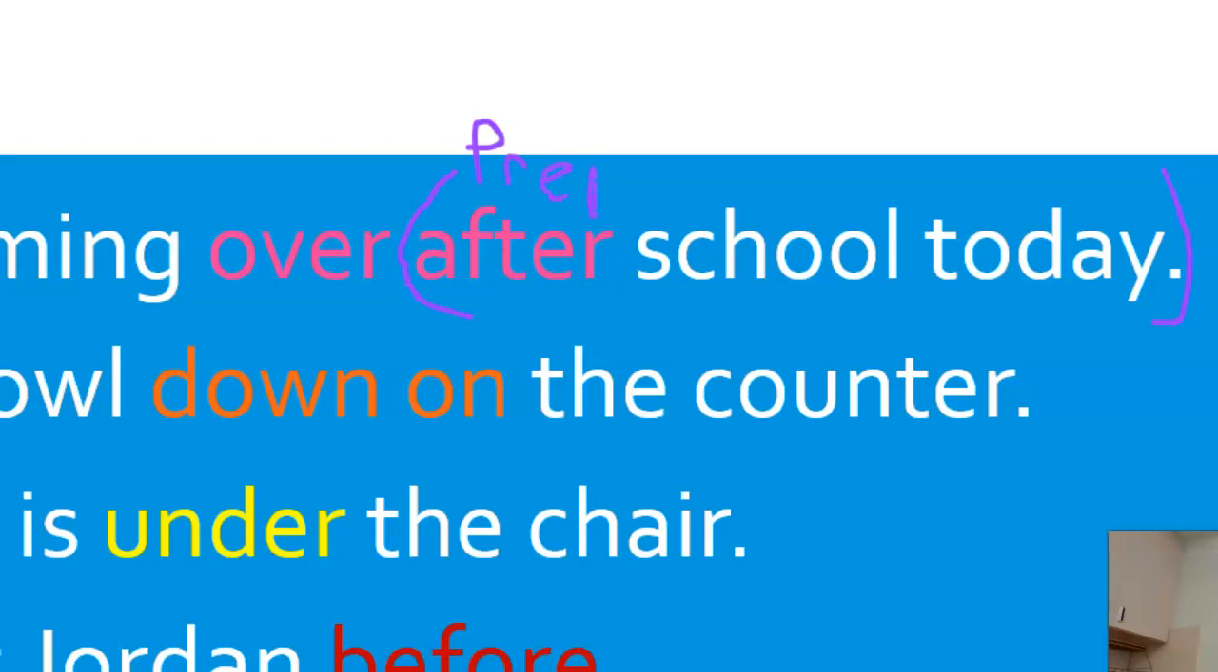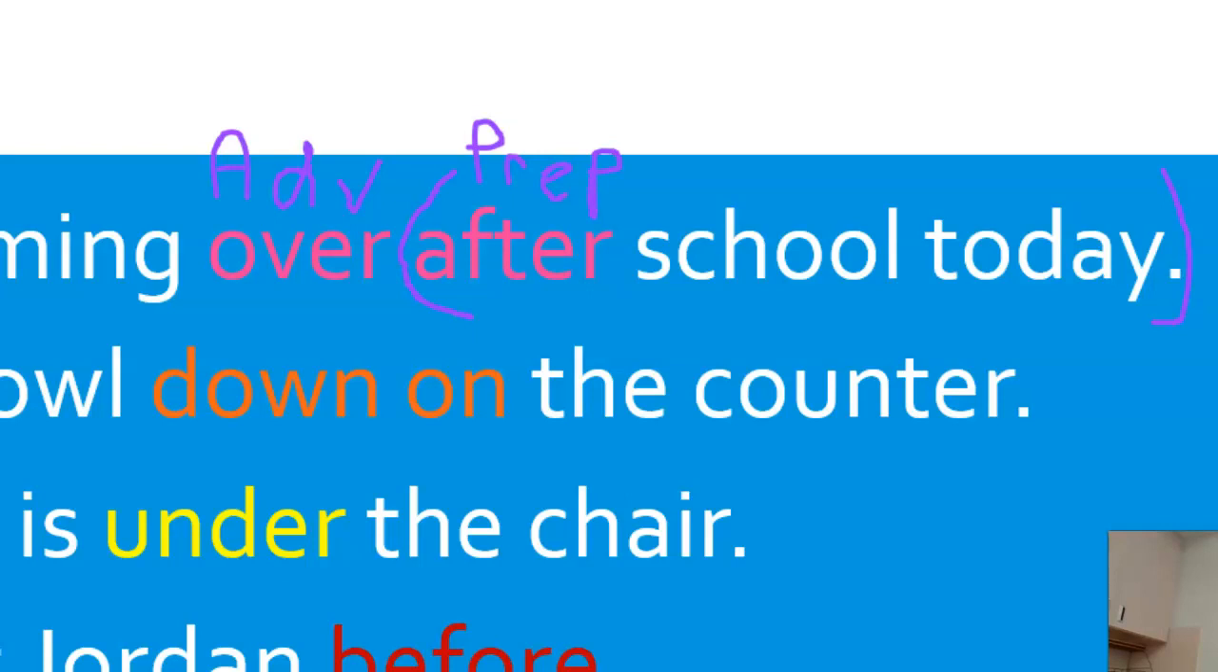Now, what does that make over? That makes over the adverb. Lucy is coming where? She's coming over. So over would be the adverb. All right, let's go on to number 2.